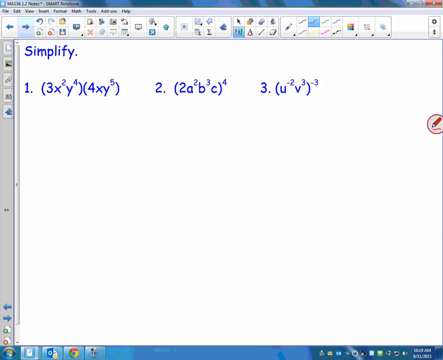And when you multiply with the same base, remember you just add those exponents. So 3 times 4 would just be 12. And then if I have x squared and x, then that means I have x to the third, because remember there's a 1 there. And if I have y to the fourth times y to the fifth, that is y to the ninth. That is simplified because I can't put anything else together.